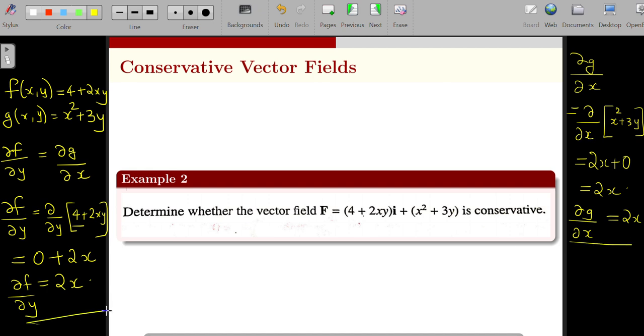So now you obtain that dou f by dou y is equal to dou g by dou x, and this means that the given vector field f is conservative. Hope that this is clear to you. Now let us move on to the next problem.